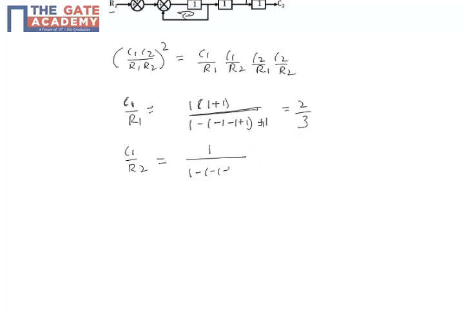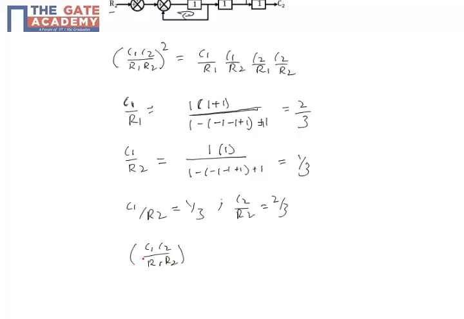So I will get 1 - (-1) - (-1) + 1... with del 1 as 1, because there is no loop that is not touching the first forward path. I get this as 1 by 3. Similarly, C2 by R1 is equal to 1 by 3, and C2 by R2 is equal to 2 by 3. Now I have to substitute these values to determine (C1 C2 by R1 R2) whole squared. That is equal to 16 by 81, which is equal to 0.197.